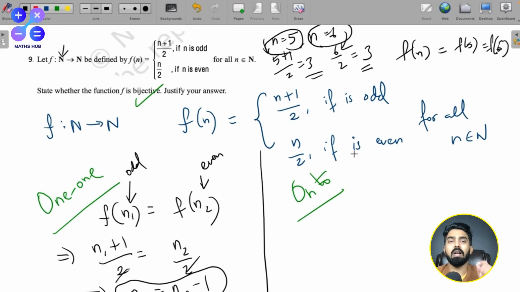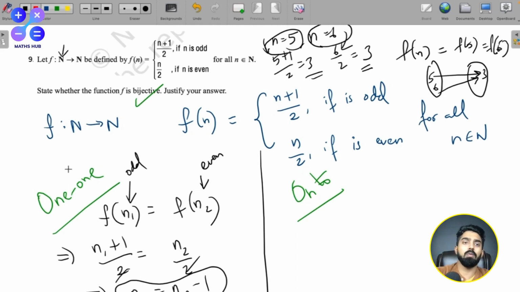And that is the fundamental condition for 1 to 1, right? 1 to 1 means every element in the domain should have only one element in the codomain. But here what's happening? Element 5 and element 6 are both pointing to the same value, which is 3. This is not a 1 to 1 function, because you can see the arrow itself is showing you. It's not like injecting into only one answer. So this is not 1 to 1.